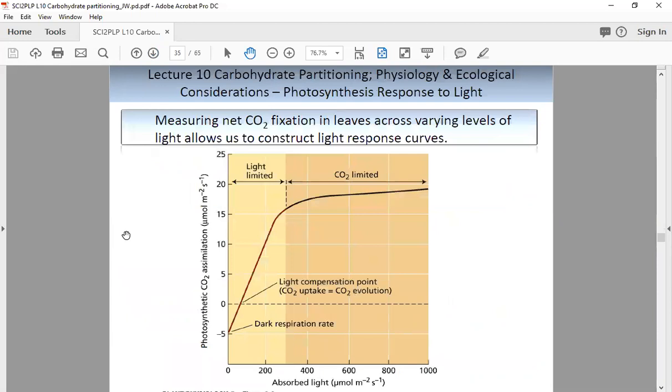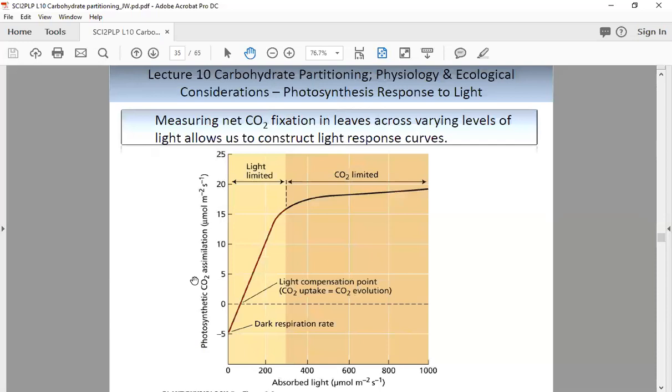Now we're going to consider a very important slide. Here we're looking at the response of photosynthesis to light. So measuring net carbon dioxide fixation or carbon dioxide assimilation in intact leaves, as you can see here, enables us to construct what's called a light response curve. And that's what we're looking at here. This is a light response curve for a C3 plant.